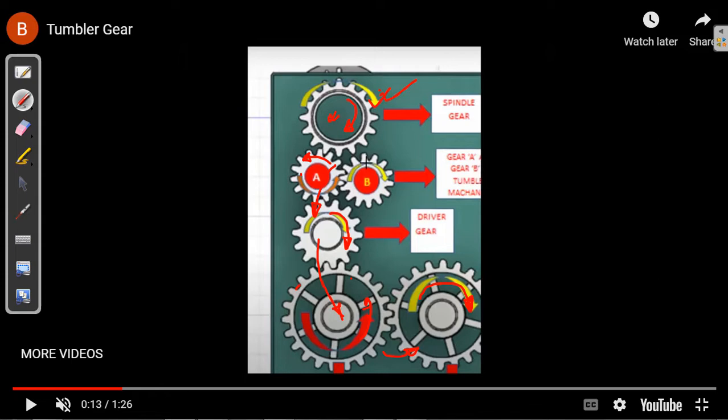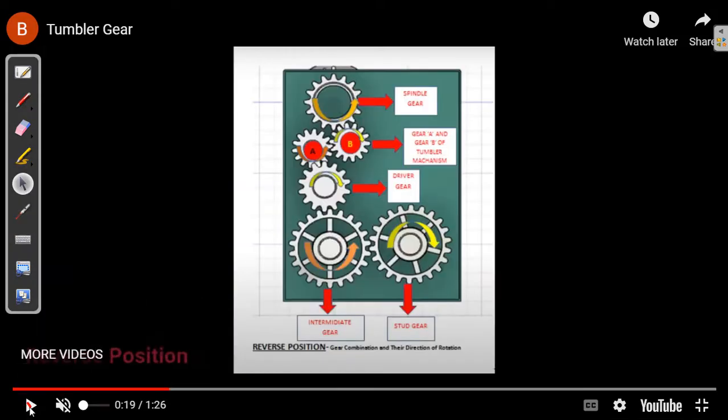Now if you engage gear B with this spindle gear, then what will happen? You see this arrangement, this is the other arrangement where B is connected with the spindle gear, and in this case you will observe the opposite thing happening. That means the spindle gear rotation and the final driven gear rotation are opposite to each other. When A was connected, they were in the same direction, but when B is connected, they ultimately are in the opposite direction. So in this way we can change the direction.